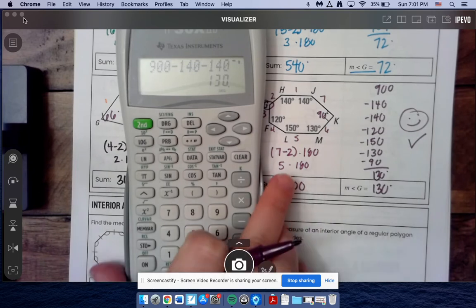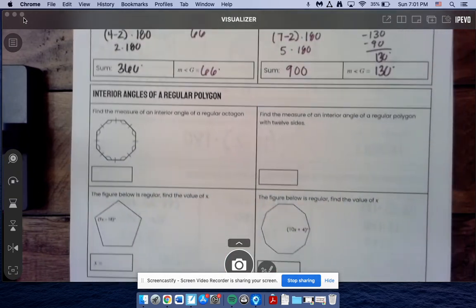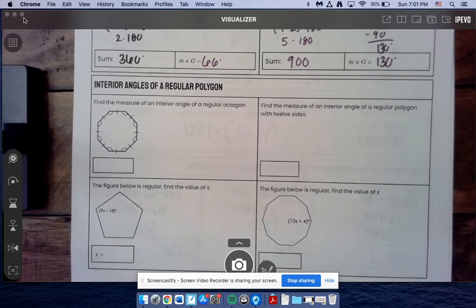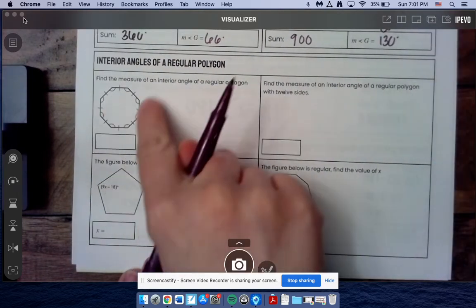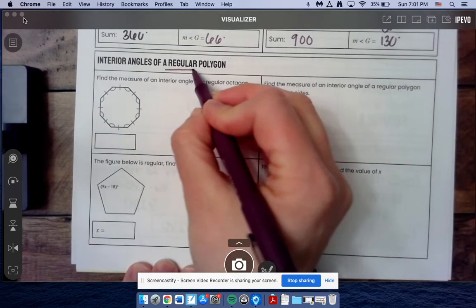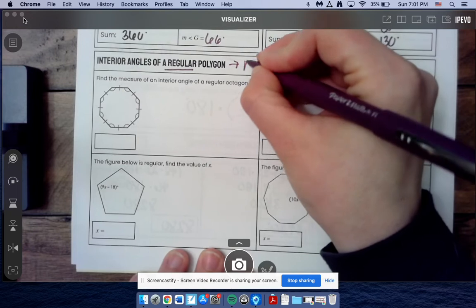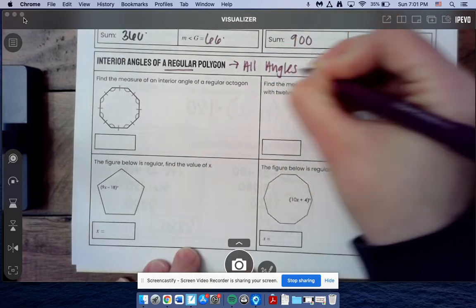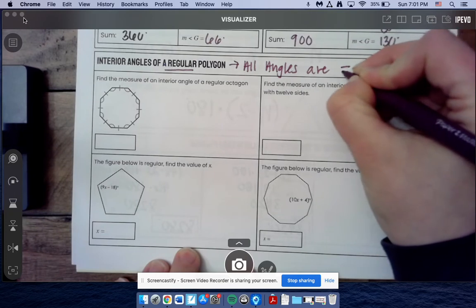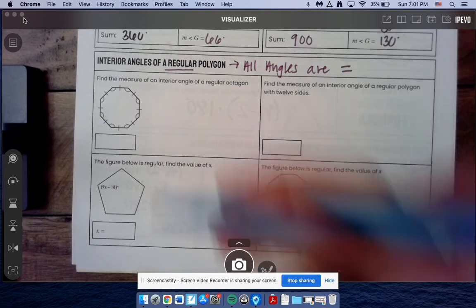Good job. Okay, now we're going to move on to something a little different, but similar at the same time, okay? So we're still looking at our inside angles, but now we have a regular polygon. And remember, a regular polygon, all angles, I want you guys to write this down, are equal. They're all equal. That's why it's regular, right? That's how we got regular.